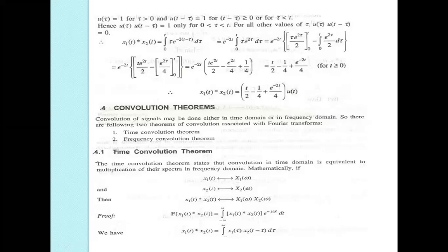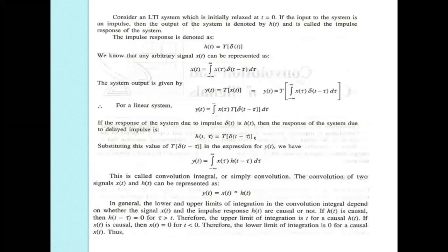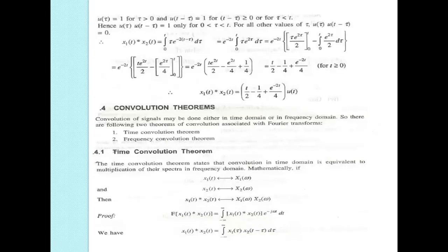There were 5 examples we did in the convolution, and we discussed some of the properties of the convolution: commutative property, distributive property, associative property, and the shift property also. We also covered when signals are non-causal, when one is non-causal and the other causal, and when both signals are causal, changes of the limits, and the derivation part of the convolution. And in tomorrow's class, we will see the convolution theorems, the time convolution theorem and the frequency convolution theorem. Okay, my dear students.